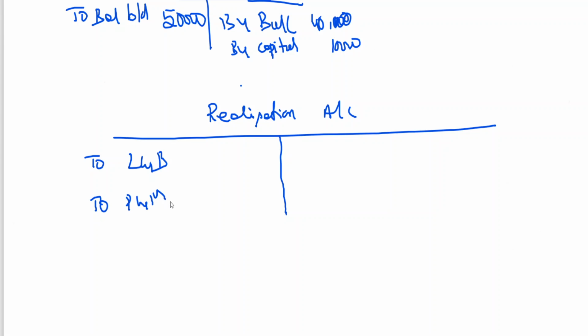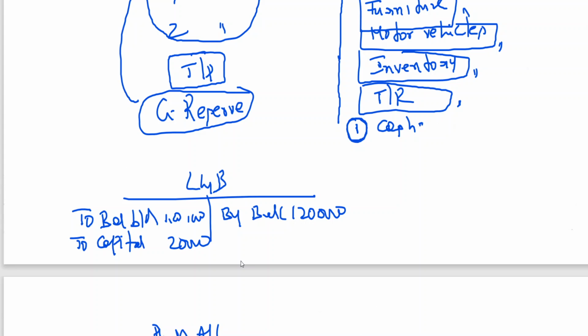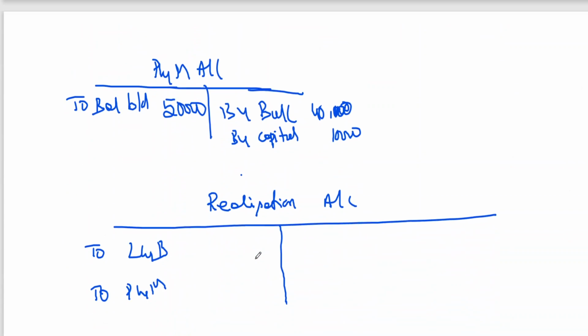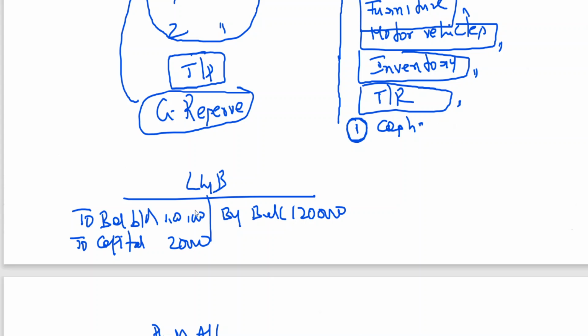to plant and machinery. You can see land and building. Now here, what have I written? Realization account Dr. to land and building, book value, I should write 1 lakh. Realization Dr. to plant and machinery 50,000. Now what happened? The equation changes here. The entry is realization to land and building. In land and building, what do I write?